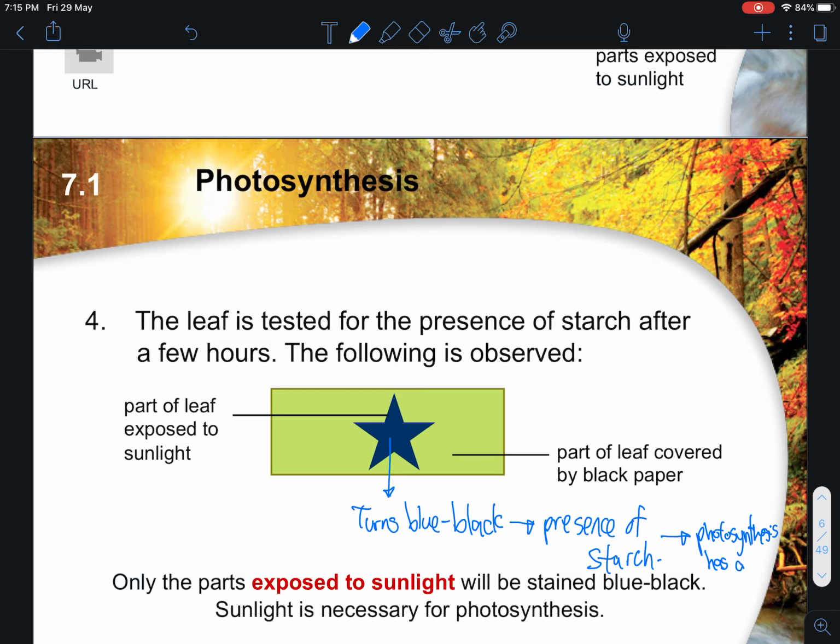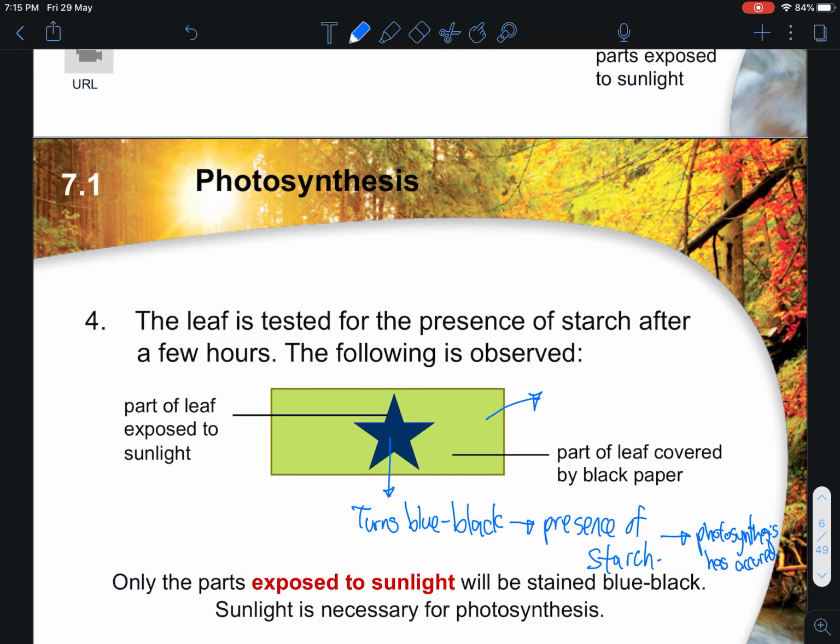But do take note that photosynthesis does not produce starch. Photosynthesis indirectly produces starch. Photosynthesis actually produces glucose first. So this is one main misconception a lot of students have. Second thing, the area that is covered black in color will actually remain yellow.